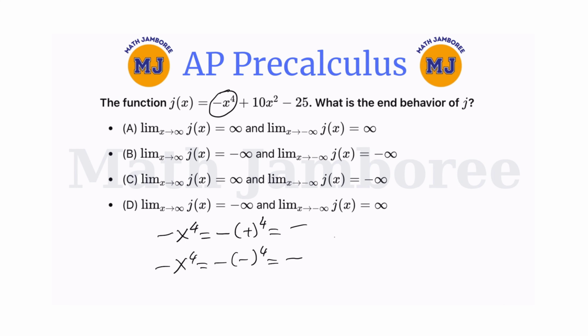negative. So in both cases, as x approaches positive infinity, the function j approaches negative infinity. And as x approaches negative infinity, the function j approaches still negative infinity. So because of that, when you look at the choices, choice B is the answer for this question.